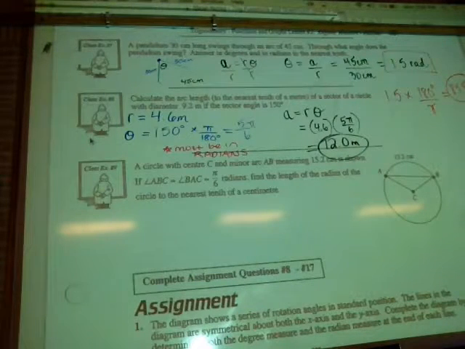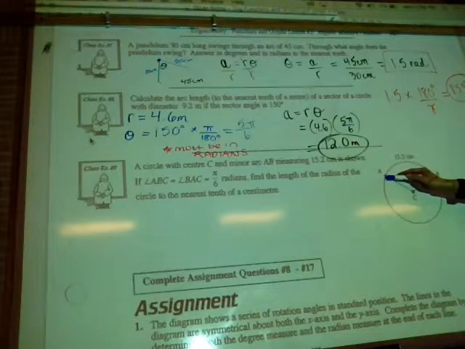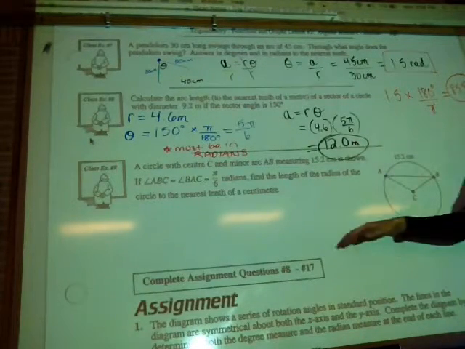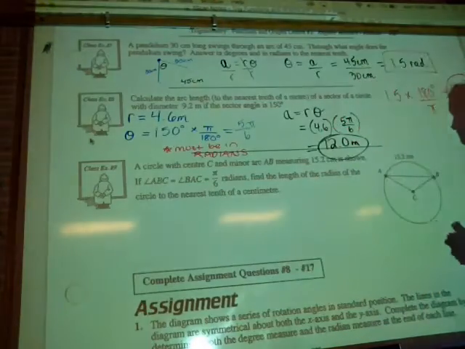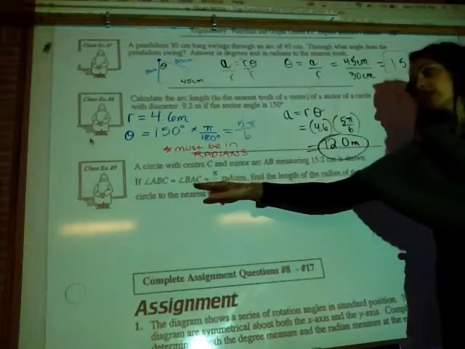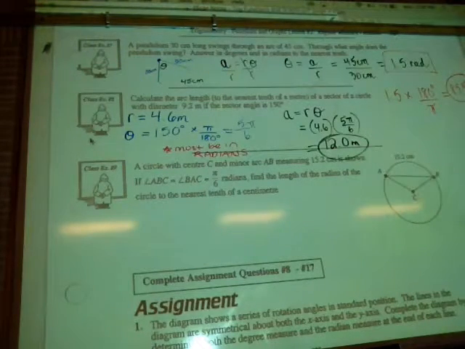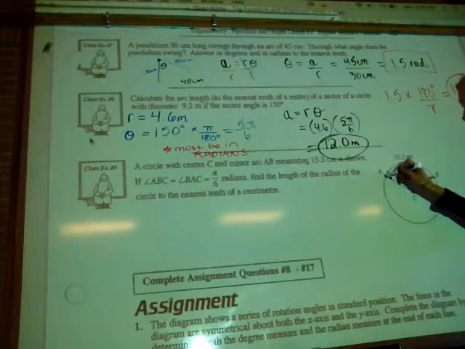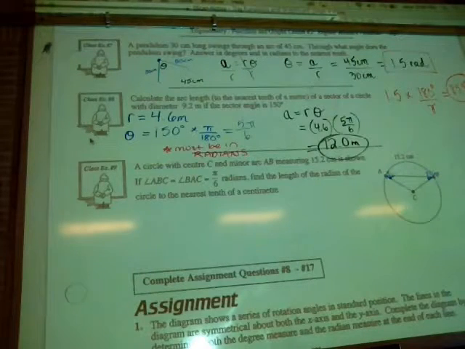So we have a circle with center C and a minor arc AB, which measures 15.2 centimeters, as shown. They're telling us that angle ABC, this angle here, is equal to angle BAC, this angle here. So these angles are the same. We need to find the length of the radius of the circle to the nearest tenth of a centimeter. They're telling us this is pi over 6, and this is pi over 6. We need to figure out what is r.